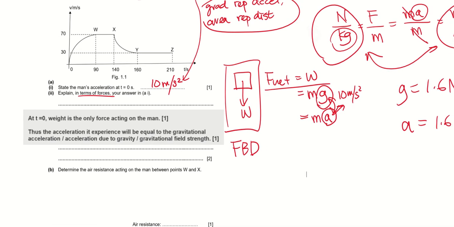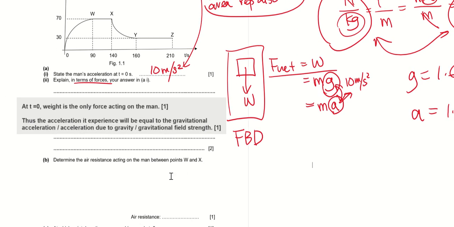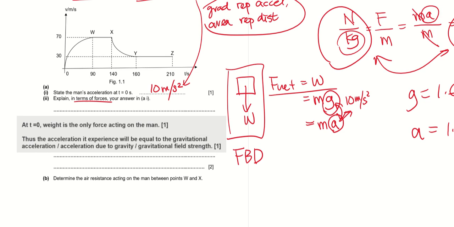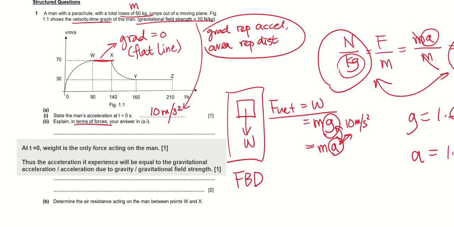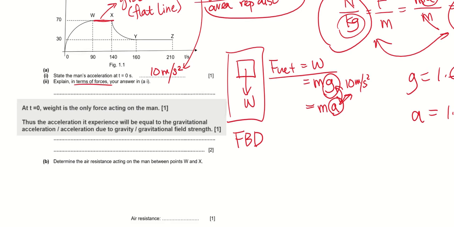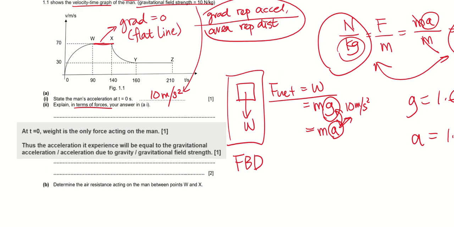Now, determine the air resistance acting on the man between point W and X. Where are points W and X? It is over here, right? What do you notice? The gradient of the graph is 0. It is a flat line. Therefore, the gradient is 0. You cannot say that the gradient is 0 because it's a straight line. You must say that the gradient is 0 because it's a flat line, there's no rise. And what does the gradient represent? The gradient represents acceleration. So at this point in time, the acceleration of the man is 0.